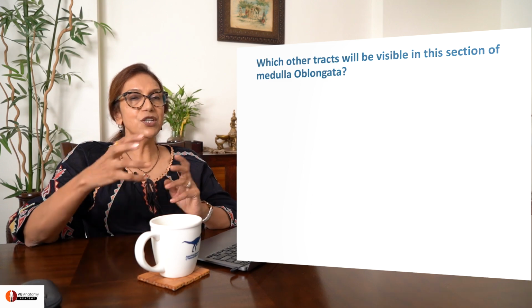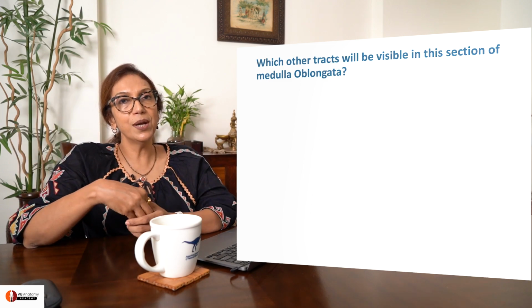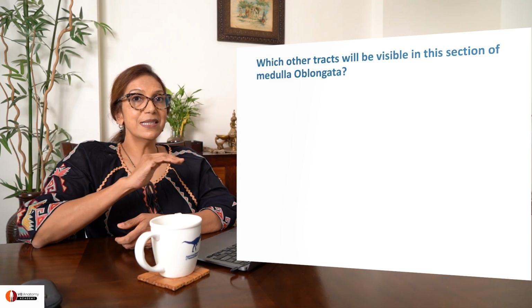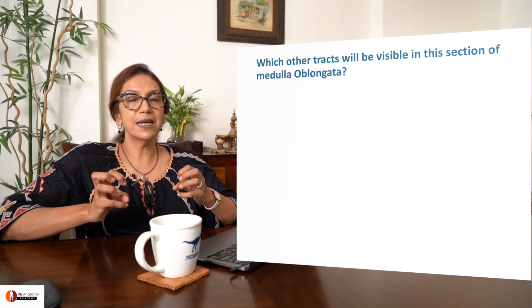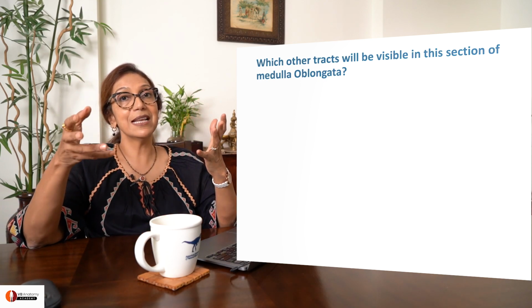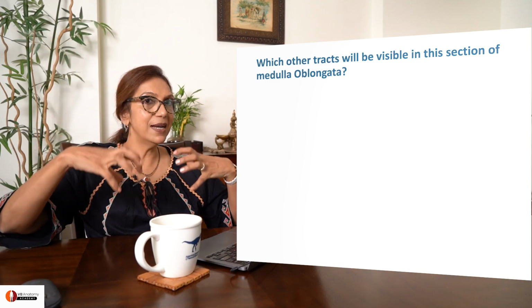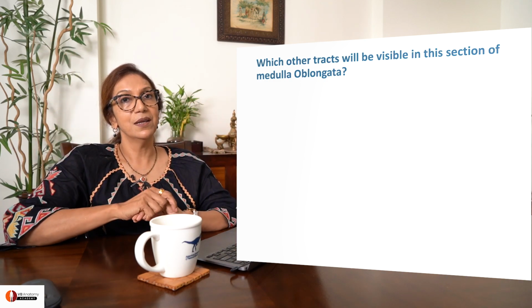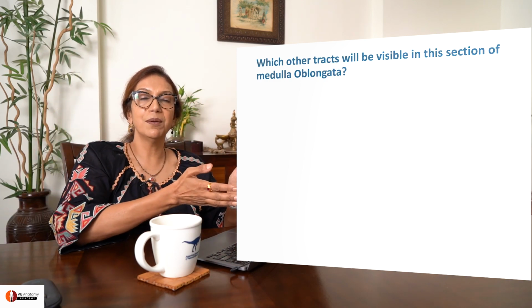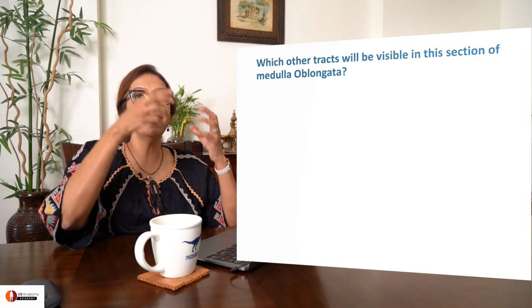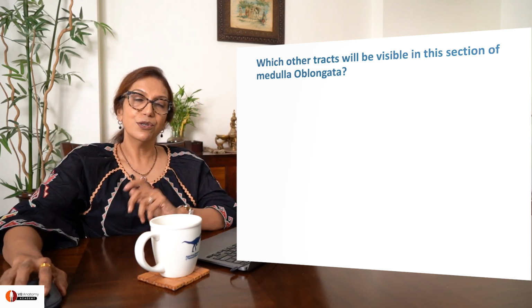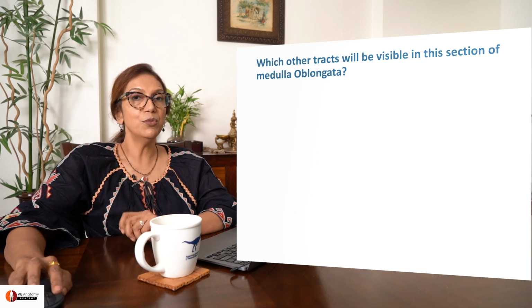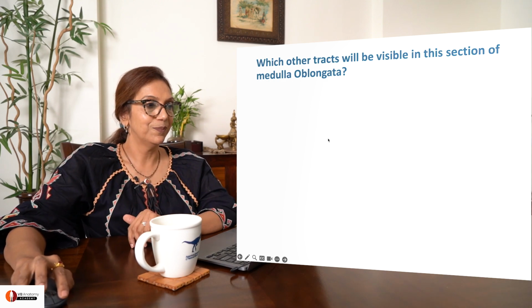Right. So which other tracks should we see and draw in our medulla section? Remember the idea, some tracks are ascending up from spinal cord, sensory. Some tracks are descending down from the brain, motor. We have to draw them because medulla oblongata is a conduit through which they are passing. They have to pass through this. So let's begin to add them to our diagram to complete our section.